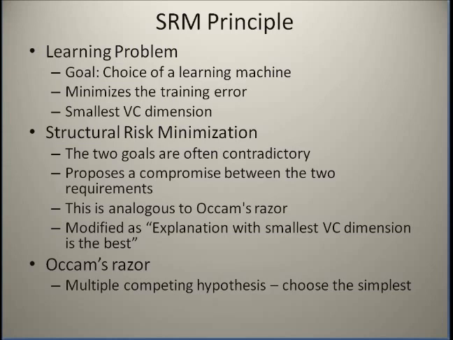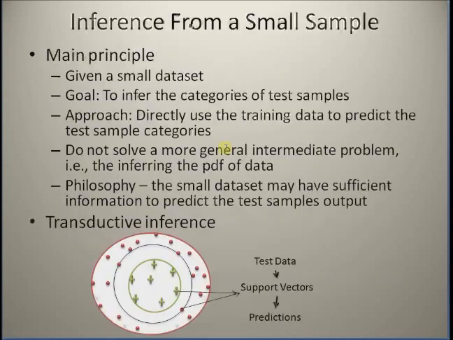This idea of the structural risk minimization principle is basically similar to Occam's razor. In this principle, the idea is often stated as a modified Occam's razor, which says that the explanation with the smallest VC dimension is always the best explanation. Whereas the common Occam's razor is basically known as: the simplest explanation is the best. That is, when you have multiple competing hypotheses for explaining a given set of observations, you always choose the hypothesis that is the simplest, that is, with the smallest number of free parameters, for example.